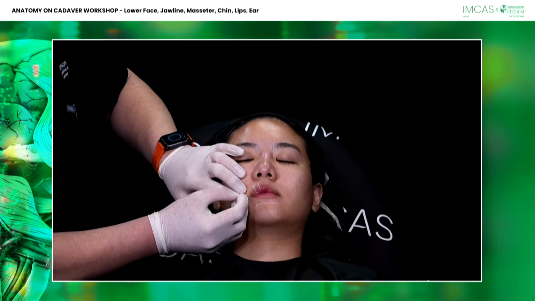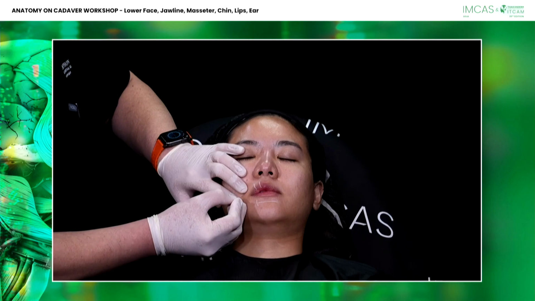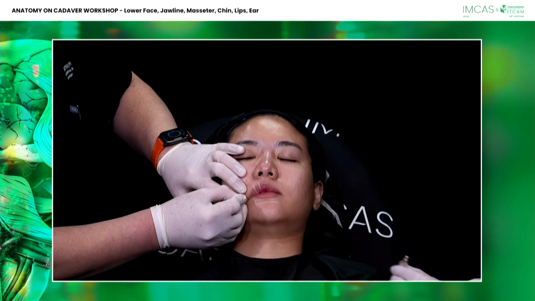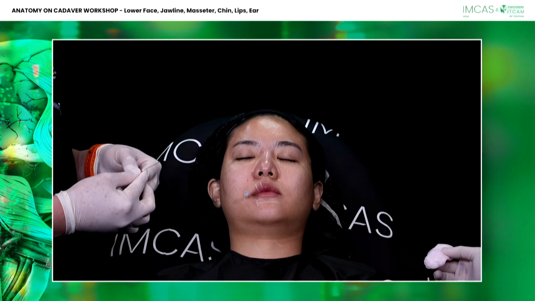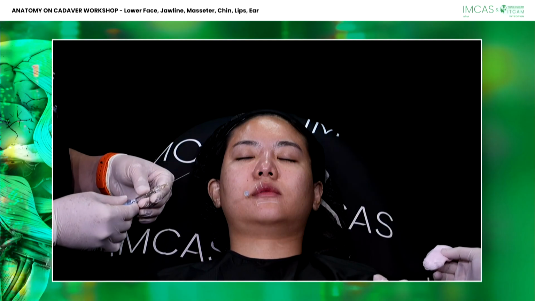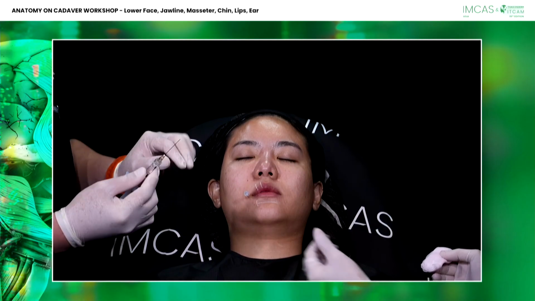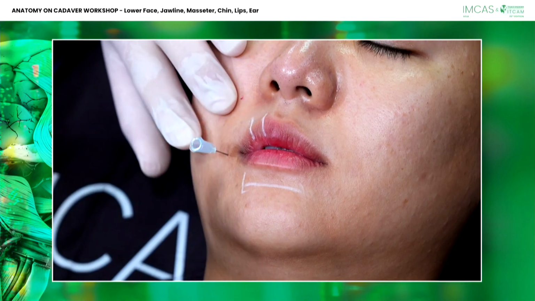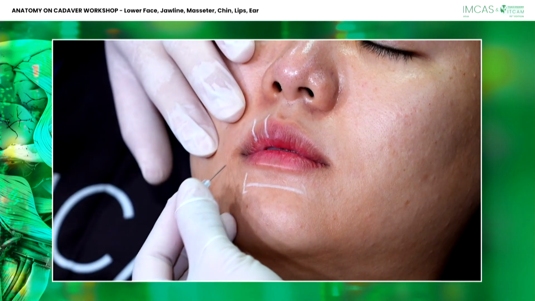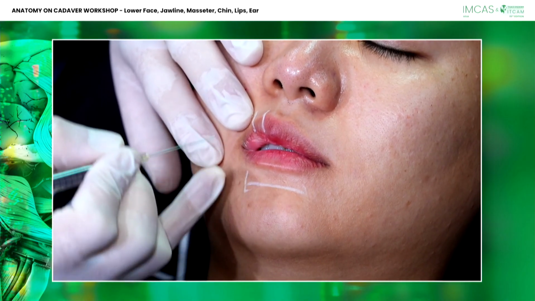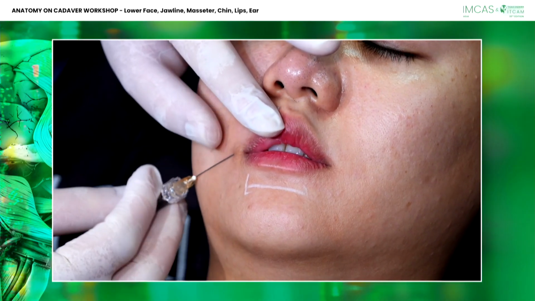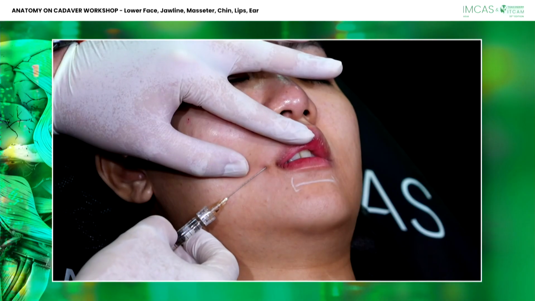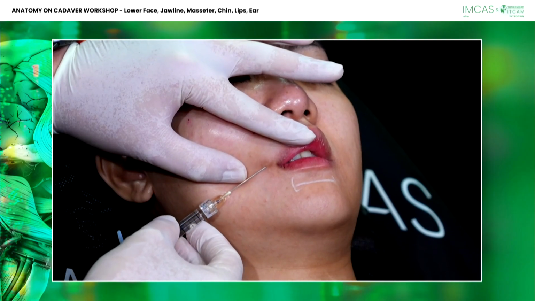Okay, lay back up. I'm going to use about 5 millimeters away from the oral commissure. The product that I'm using is the moderate G palm. I use a 25G cannula. And the plane that I select to use is a subdermal layer.